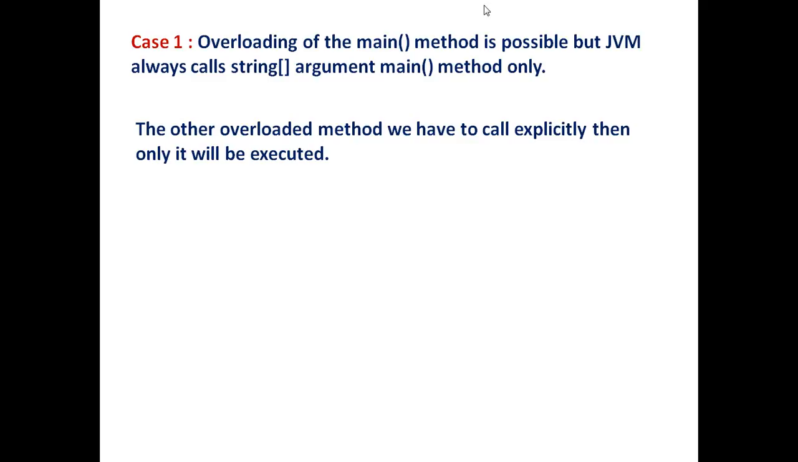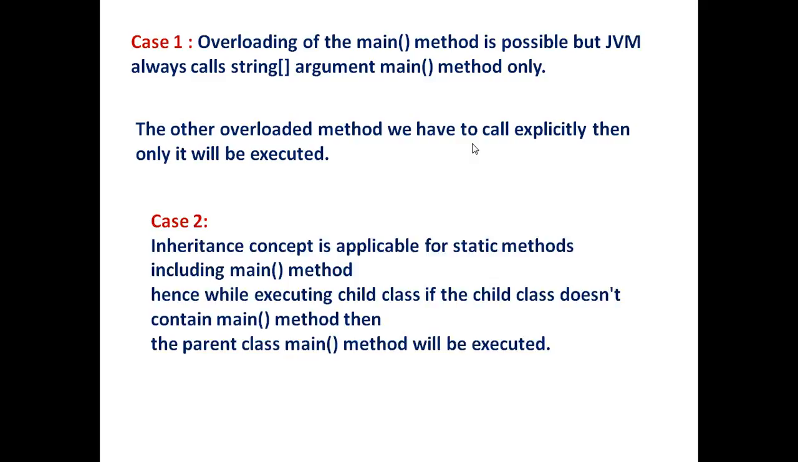So we may have a main method, we may have tens of main methods, but the one which will be called by the JVM is the one we have discussed. Only that method will be called by the JVM. None other than that will the JVM entertain. So the other overloaded methods we have to call explicitly, because it is not the responsibility of the JVM to call them. It's the responsibility of the programmer.